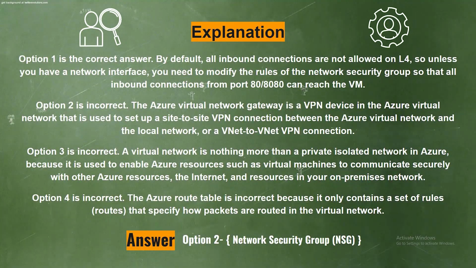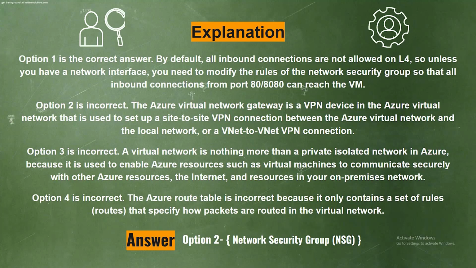Explanation. Option 1 is the correct answer. By default, all inbound connections are not allowed on L4. So unless you have a network interface, you need to modify the rules of the Network Security Group so that all inbound connections from port 80/8080 can reach the VM.